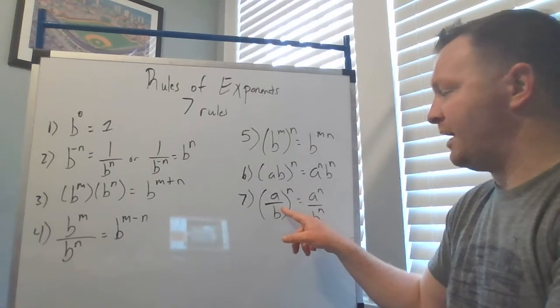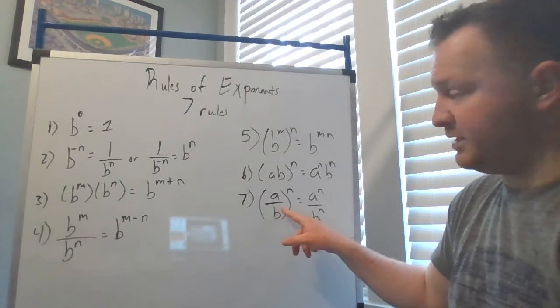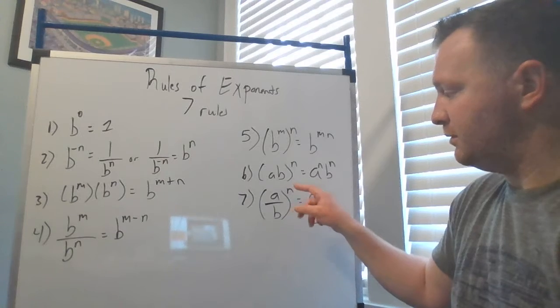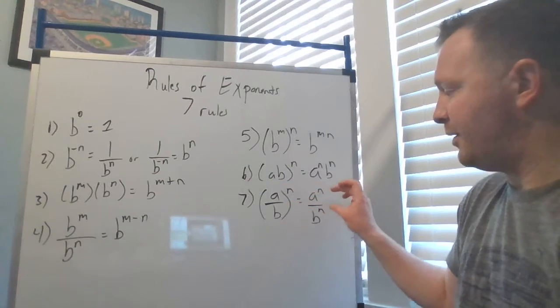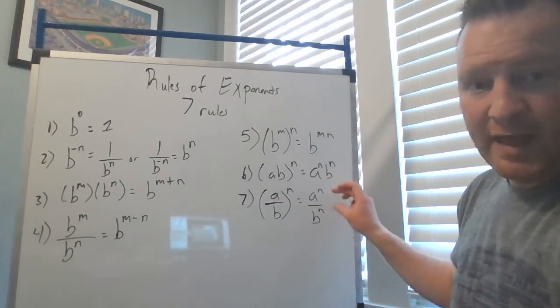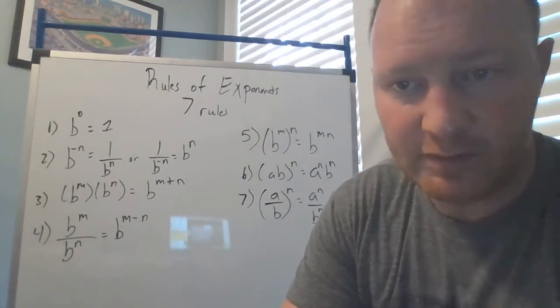Then I got this one here. When I have a division, I have to do the same thing. I now distribute it to the numerator and to the denominator, so you get that right there. Back in a couple of seconds with some examples.